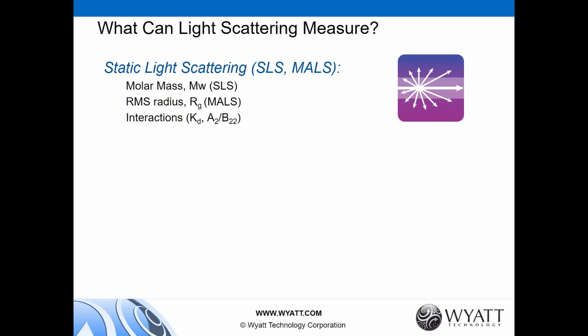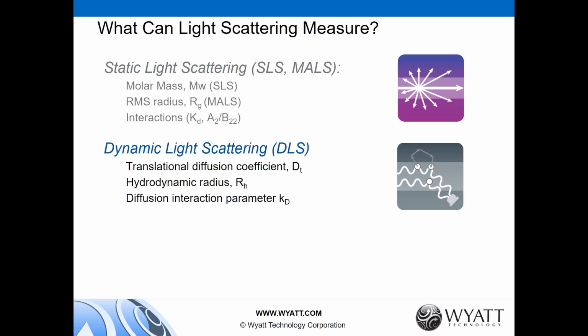With multi-angle light scattering, or MALS, we can also measure the size of a particle in terms of its root mean square radius. By measuring how the solution molar mass changes with concentration or composition, we can also analyze interactions, protein-protein interactions in particular, to determine the equilibrium dissociation constant for specific interactions, or the second virial coefficient, A2, for nonspecific interactions.